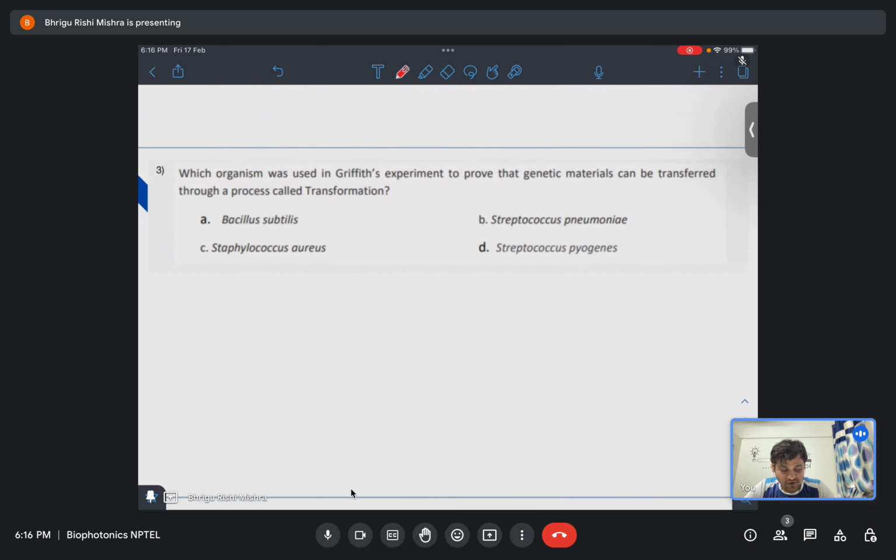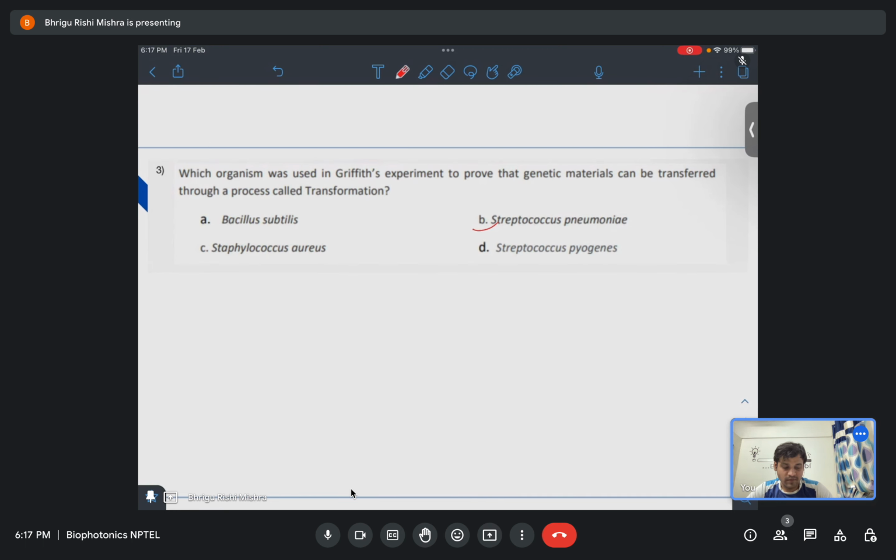Which organism was used in Griffith's experiment to prove that genetic material can be transferred through a process called transformation? It's that mice experiment where a strain was injected into mice and the mice died. When the R strain was injected into mice, it lived, and then the further process. That process was called transformation. The organism used in that process was Streptococcus pneumoniae.